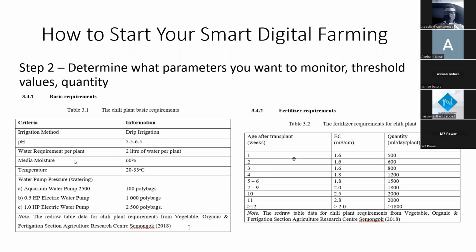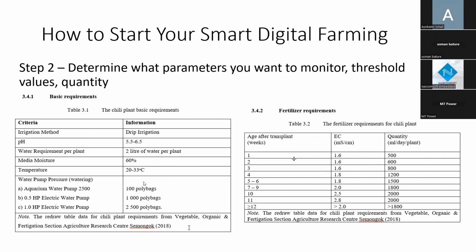All right, so this is an example. When we planted chili plants, we had to consult a chili expert. So he provided us all the information, like the irrigation method, drip irrigation, the pH value of our plant soil should be between 5.5 and 6.5, the amount of water required for each plant, the moisture level. So it gave us all this information. So again, as they grow, you need to know what's the expected EC when you're mixing your fertilizer, when they are 1 week, 2 weeks, 3 weeks. So if you have this information, you're already good to go. So you need to get this information before you think of digitizing your farm.